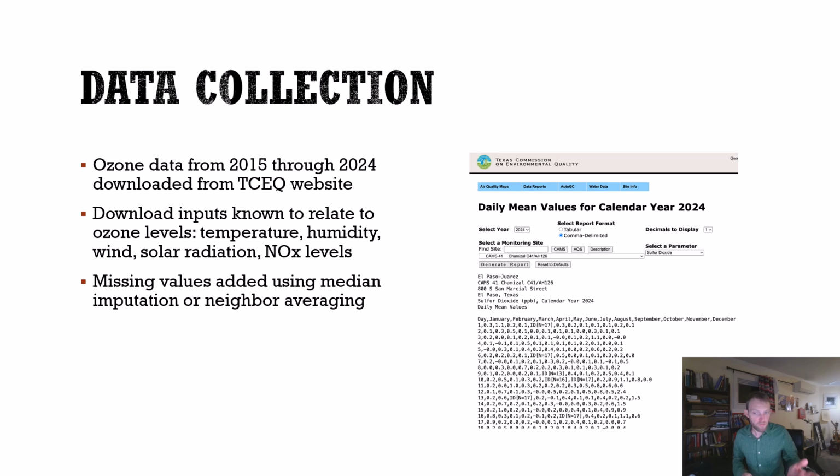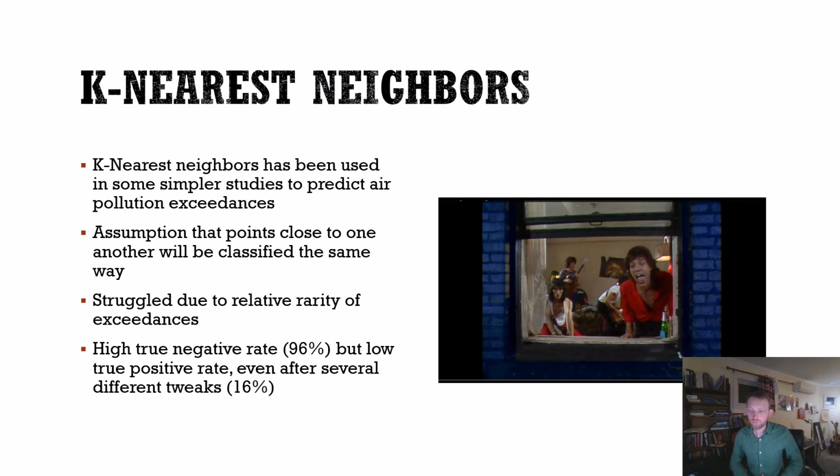So first I gathered my data from the Texas Commission on Environmental Quality in a CSV file and did some processing on it using some data cleaner functions that I created in Python. Then I tried to run k-nearest neighbor to see if I could predict whether an exceedance would occur or not based on the inputs. Unfortunately, this model did not work very well.